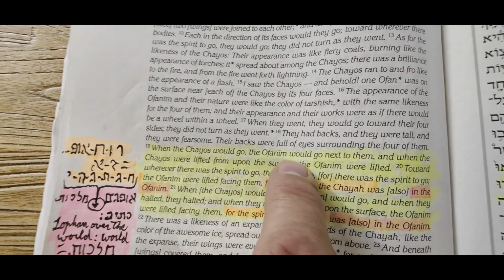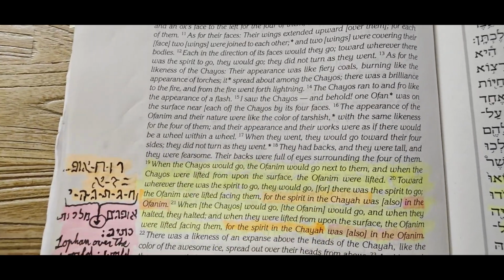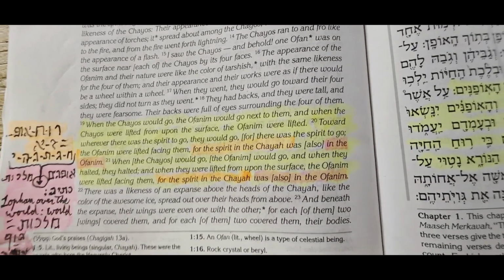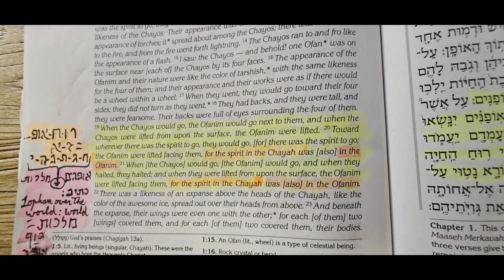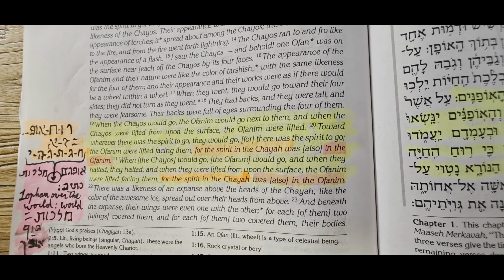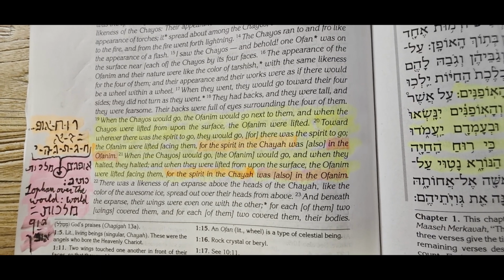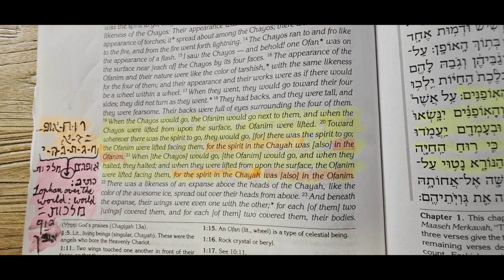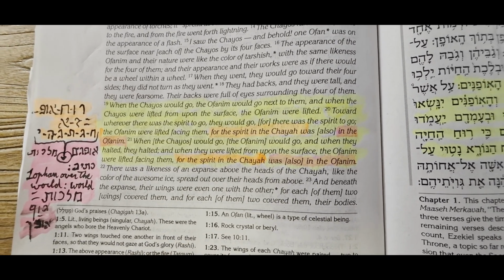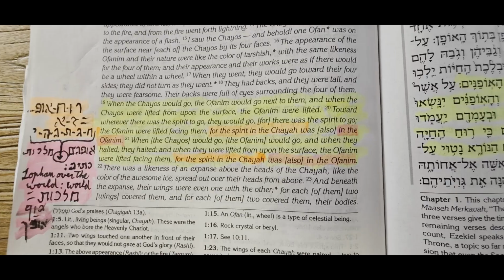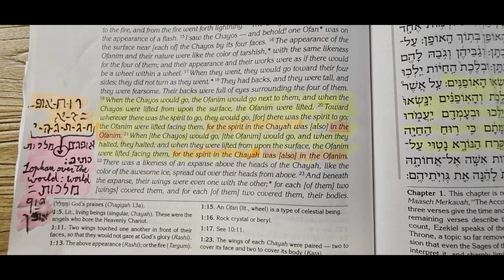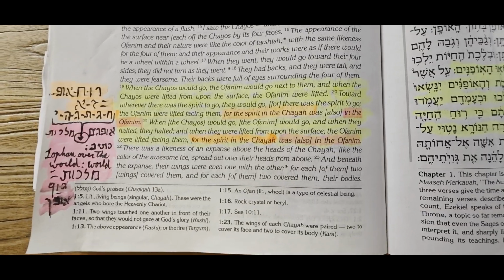When the Chayos would go, the Ophanim would go next to them. And when the Chayos were lifted from upon the surface, the Ophanim were lifted. Toward wherever there was the spirit to go, they would go. For there was the spirit to go, the Ophanim were lifted facing them. For the spirit in the Chaya was in the Ophanim. When the Chayos would go, the Ophanim would go, and when they halted, they halted. And when they were lifted from upon the surface, the Ophanim were lifted facing them. For the spirit in the Chaya was also in the Ophanim.